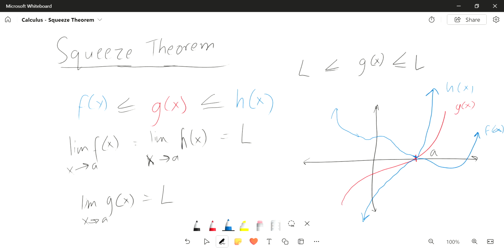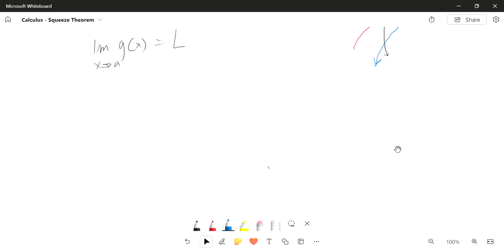So it looks something like this, where all three of these functions converge to the same value at a certain value of a, meaning that they all have the same limit. And since you know the limit for h of x and f of x, and they're equal, you can calculate the limit for g of x.